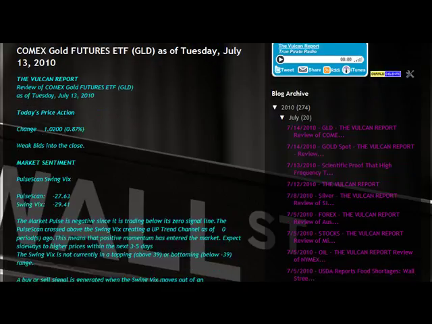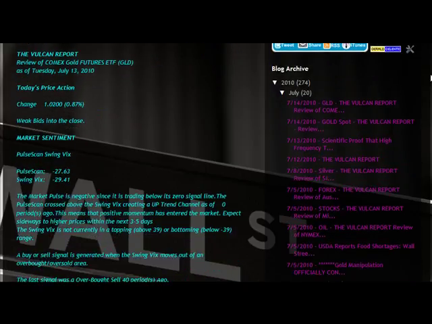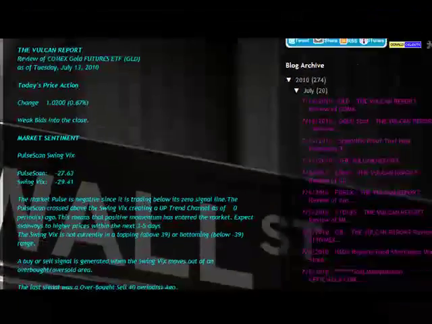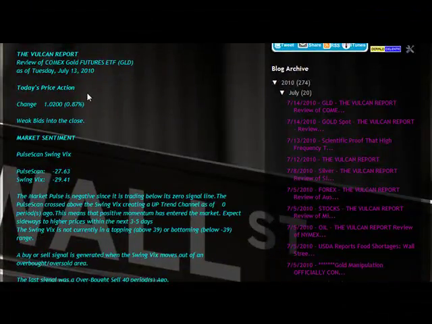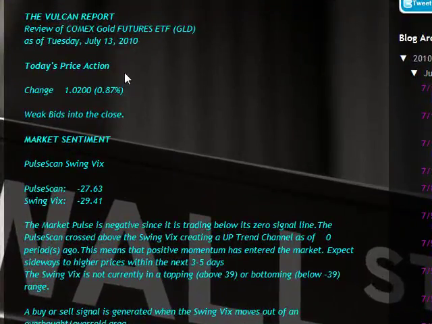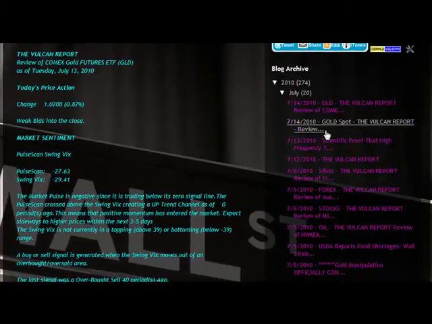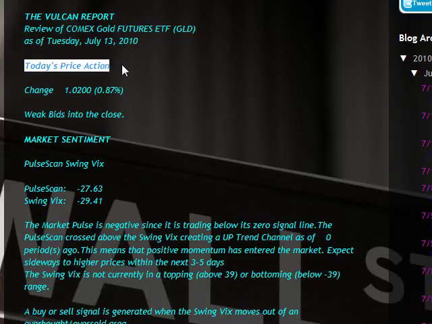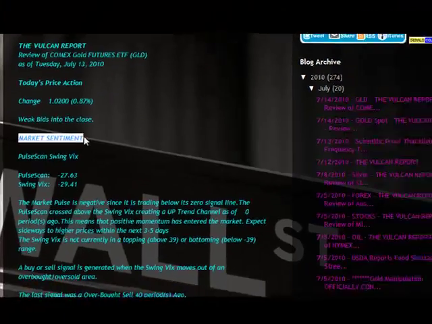All right, let me show you some of the new features here of the report. The first, we break it down into sections now. The first thing I'm going to cover now is today's price action, which is based on yesterday's close, so I give you that first. Then the next thing we cover is market sentiment.